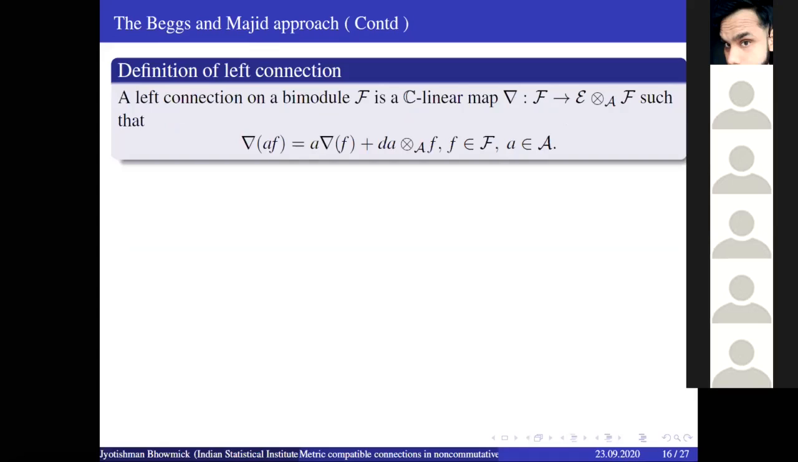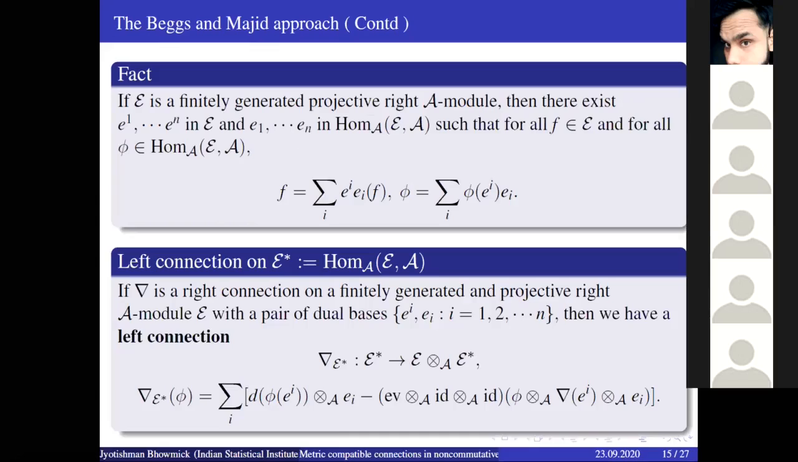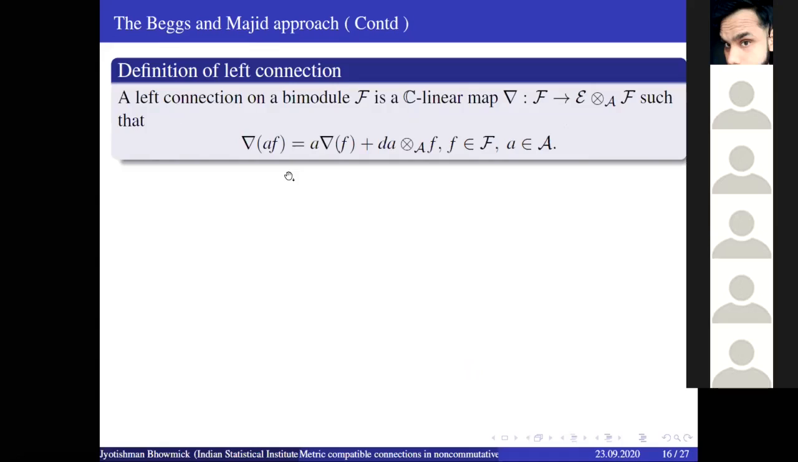So I need to tell you what a left connection is. The only difference is that what you get here is a left connection. So instead of E star tensor E, you have an object in E tensor E star. A left connection is almost the same thing. It just says what AF is, and so here F appears on the right instead of on the left. So what's the difference with right connections?